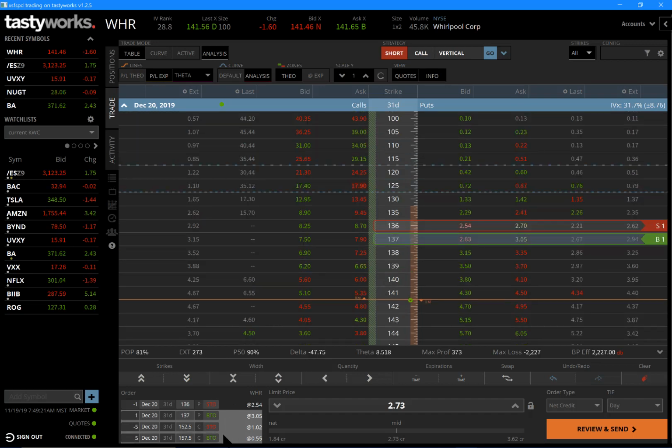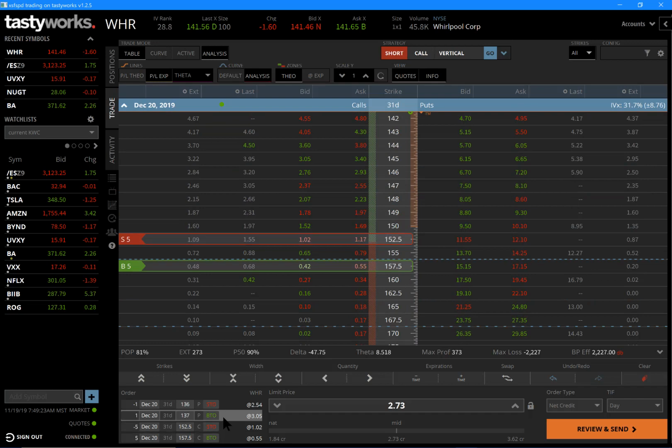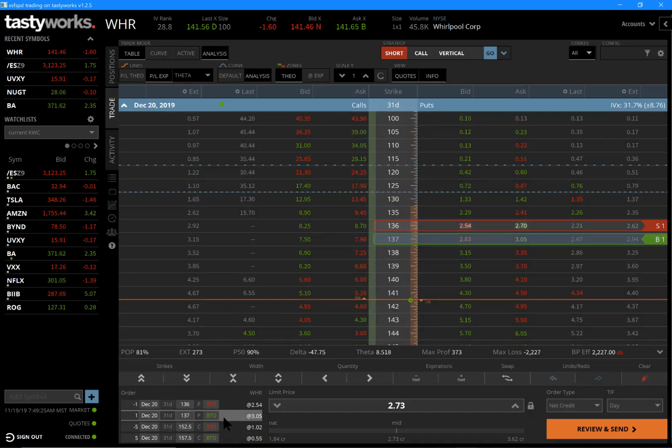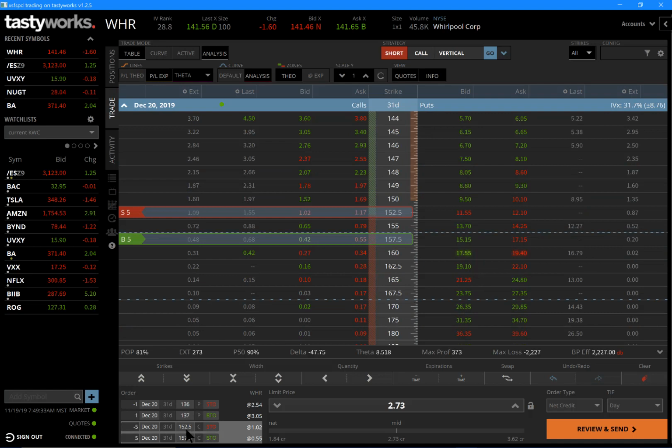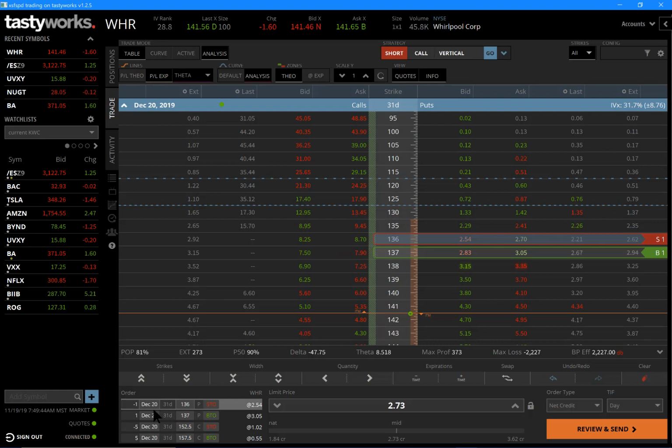Step one, let me get these all unhighlighted so we can look at them individually. Right there. Step one is we are buying the 137 strike price put. Step two, we're selling this call spread right here. We're selling 5 contracts of the 152.50s and the 157.50s. And then last but not least, step three here, we're selling the 136 strike price put, 1 contract of those.